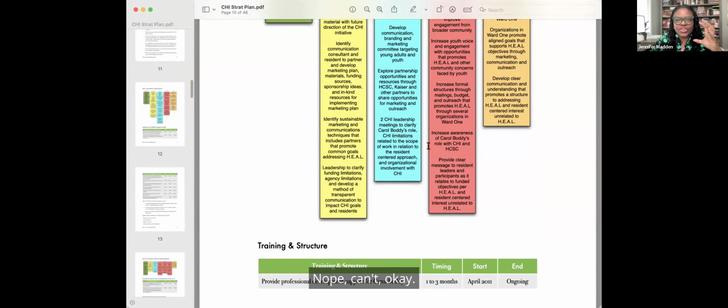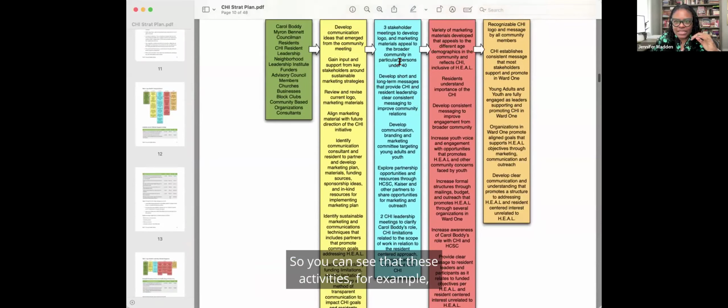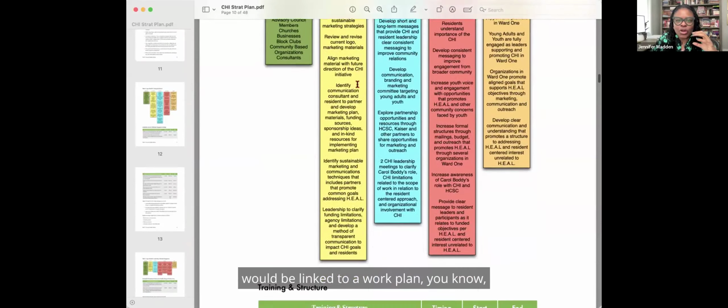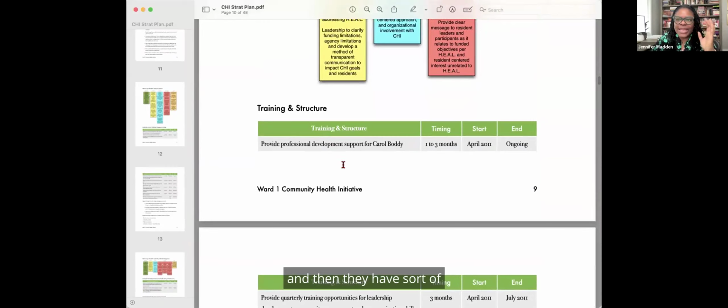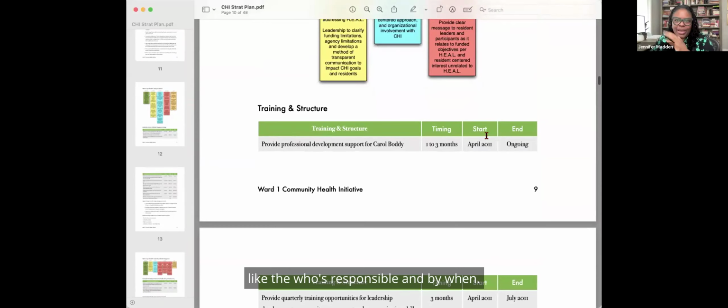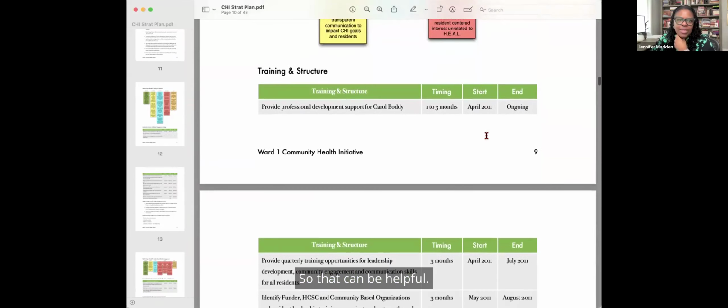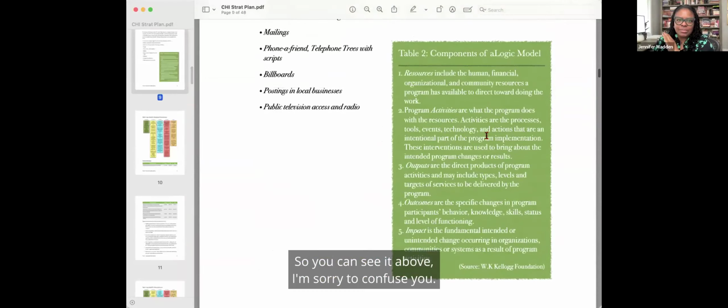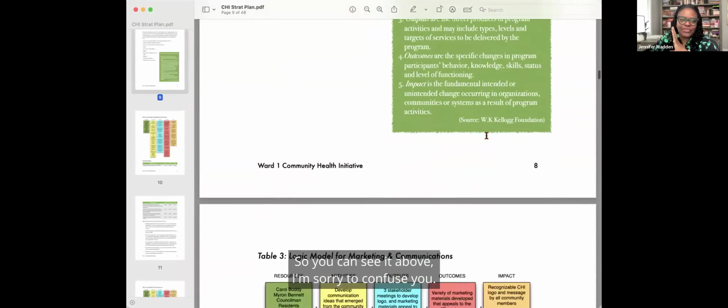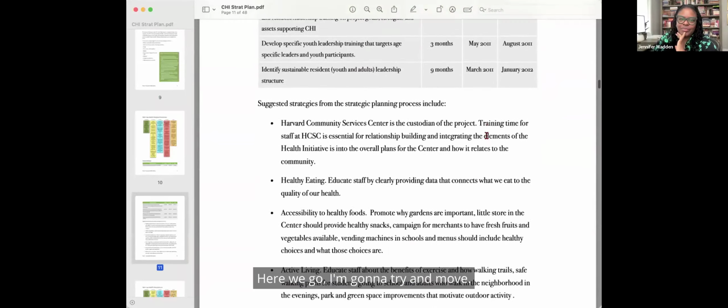You can see that these activities, for example, would be linked to a work plan, and then they have sort of like the who's responsible and by when. So that can be helpful. So you can see it above. Oh, I'm sorry to confuse you. Here we go.